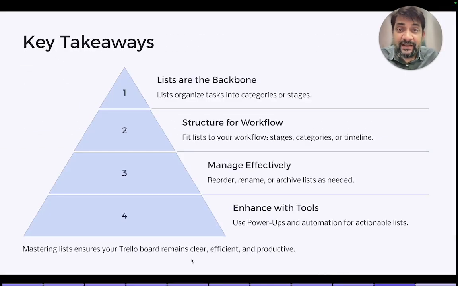Some key takeaways. Lists are the backbone, structures for workflow, stages, categories, timeline. You need to manage them effectively by reordering, renaming, and archiving them, and you can enhance the lists with power ups and automations for actionable items. Mastering lists ensures your Trello board remains clear, efficient, and productive.